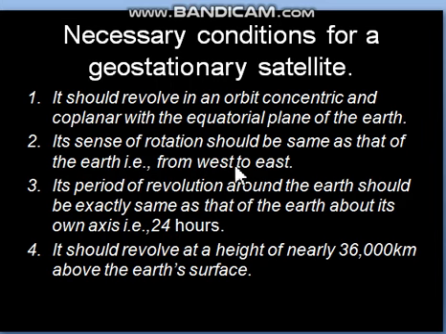Second condition is direction of rotation should be from west to east, because Earth's rotation direction is also from west to east. Then the time period of revolution of it should match with the rotation time of Earth, that means 24 hours. And we have calculated the height also by putting the T value. So height of the geostationary satellite is nearly 36,000 km above the Earth's surface. So these are the required conditions for a geostationary satellite.